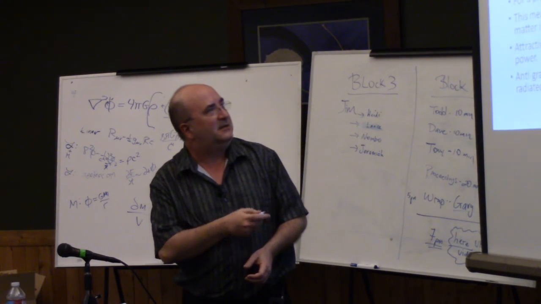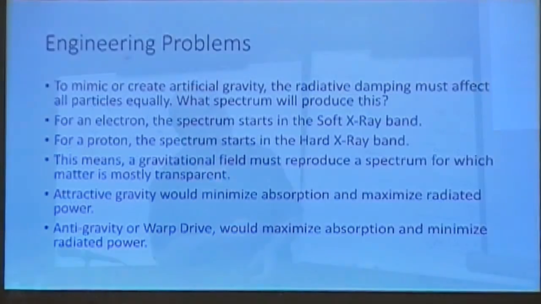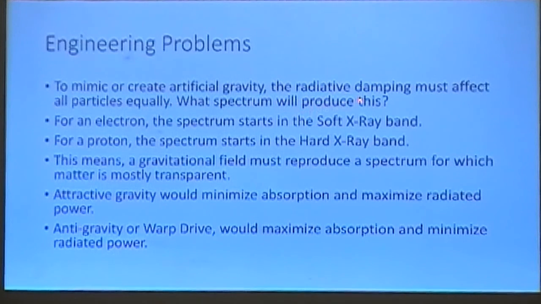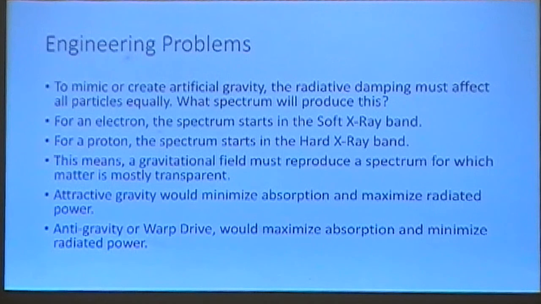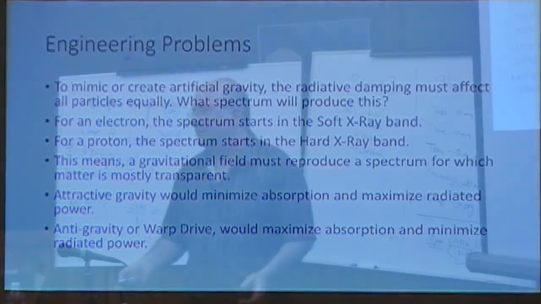Okay, so just some quick points, some things I've found. If we want to mimic gravity or create artificial gravity, what electromagnetic spectrum will produce this? What I found, and it's in my paper, is that for an electron, the spectrum for a gravitational field starts in the soft X-ray, and for the proton, it starts at the hard X-ray, and then it can move into gamma rays and so on. For artificial gravity, we want to minimize absorption and maximize radiative power, and for anti-gravity, we'd want to maximize absorption and minimize radiated power. So that's it.